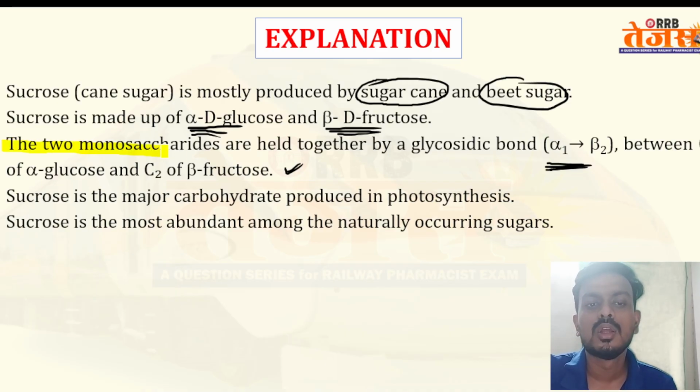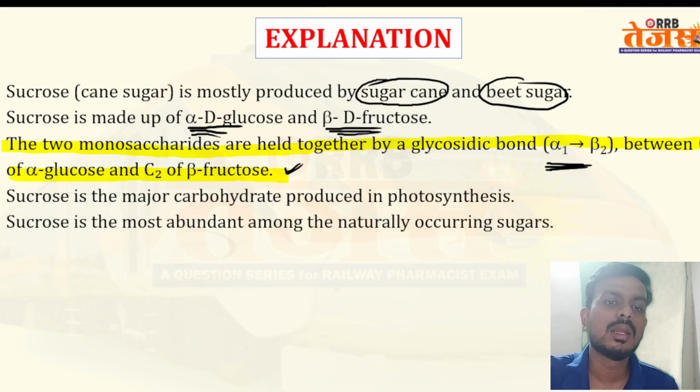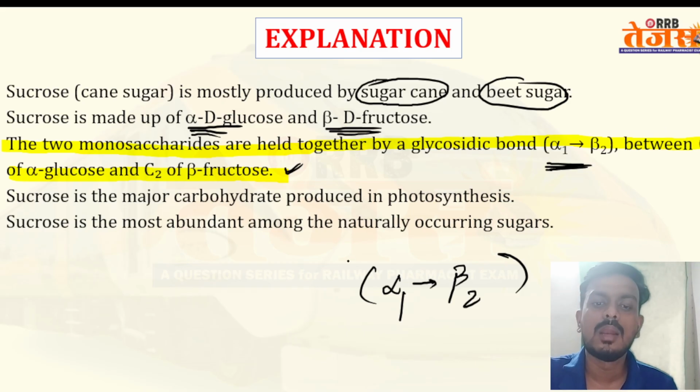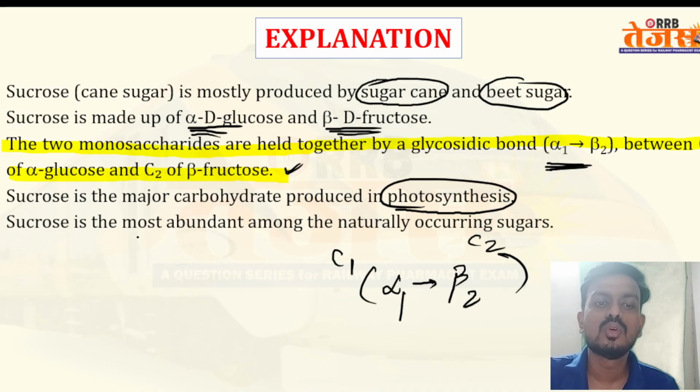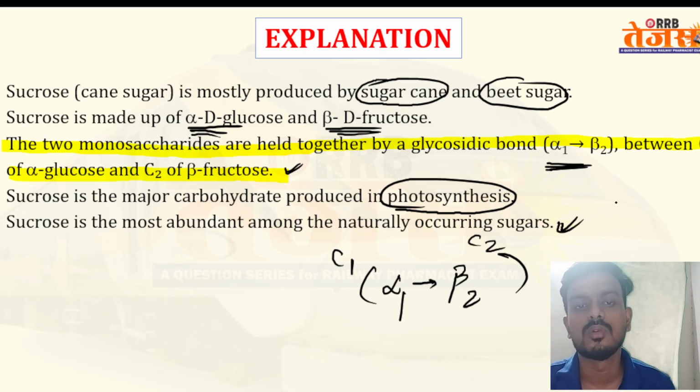So you have to remember by what bond and in which carbon these two monosaccharides are held together. They are held together by a glycosidic bond, that is alpha 1, beta 2, between C1 of glucose and C2 of fructose. Sucrose is the major carbohydrate produced during photosynthesis. Sucrose is the most abundant naturally occurring sugar.